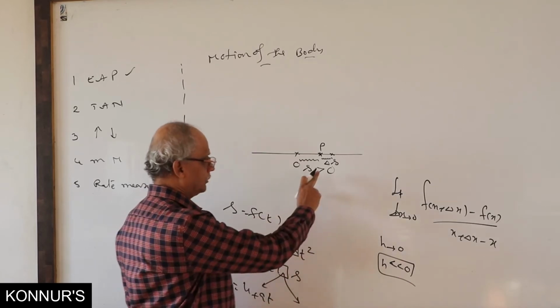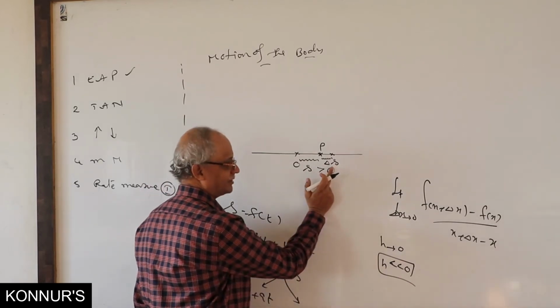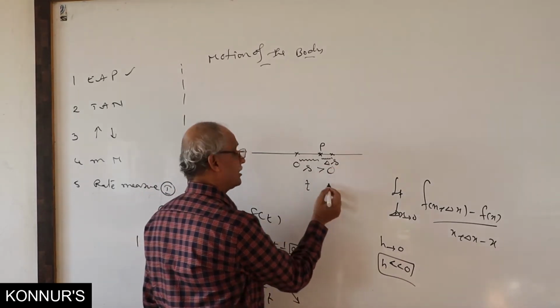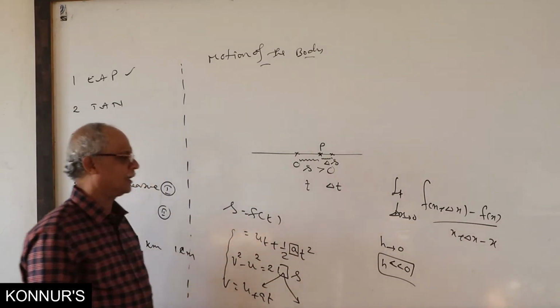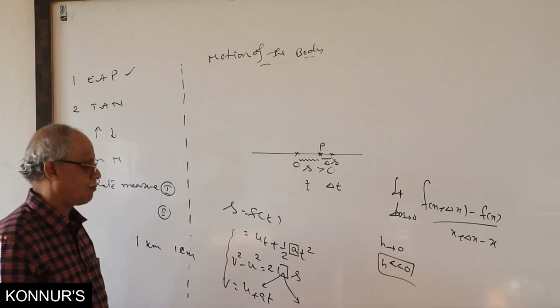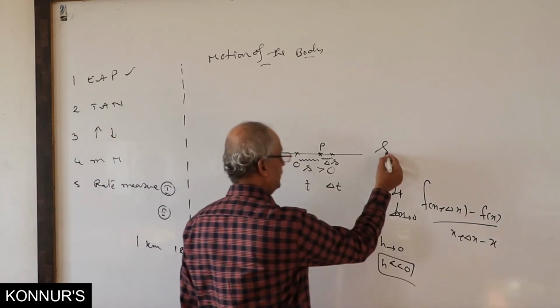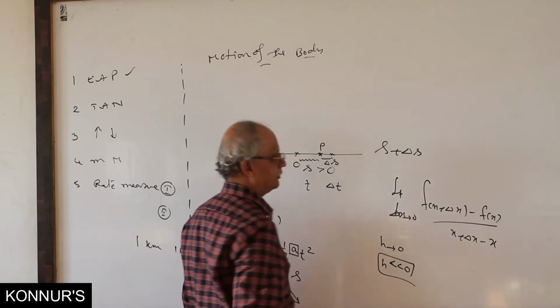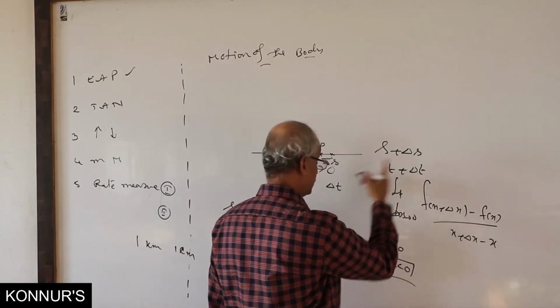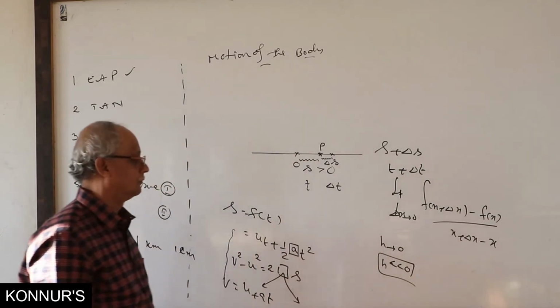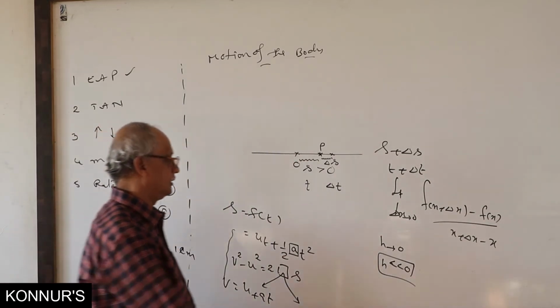Here also we go for a smallest change in the distance. Then definitely there corresponds a change in the time interval, delta t. Then what is the total distance traveled? s plus delta s. Total time taken, t plus delta t. This is the totality from the beginning to the last. This position is Q.